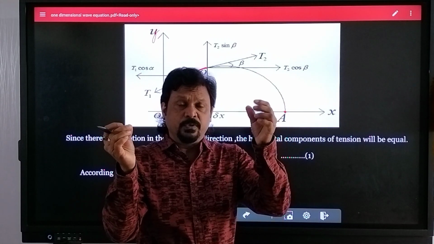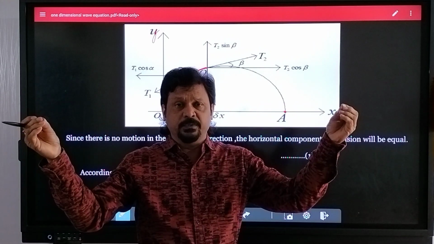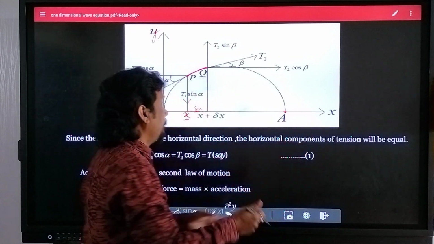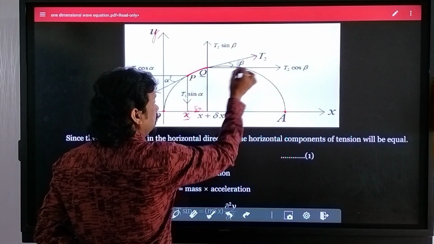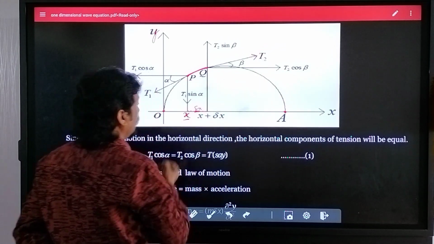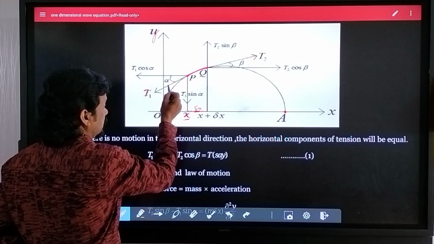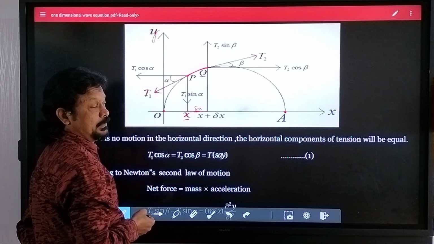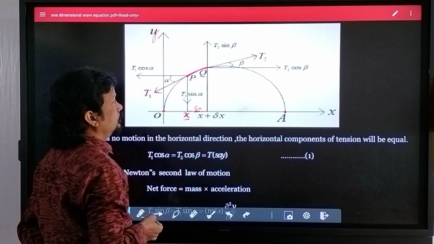Since the string is stretched, that means we are applying the force at the two ends away from each other. Then only the string will be stretched. So T2 will be in this direction, which is the tension at the point Q, along the tangent and away. And the tension at the point P is T1, whose direction is along the tangent but in this direction. Since they are in opposite directions, the string will be stretched.